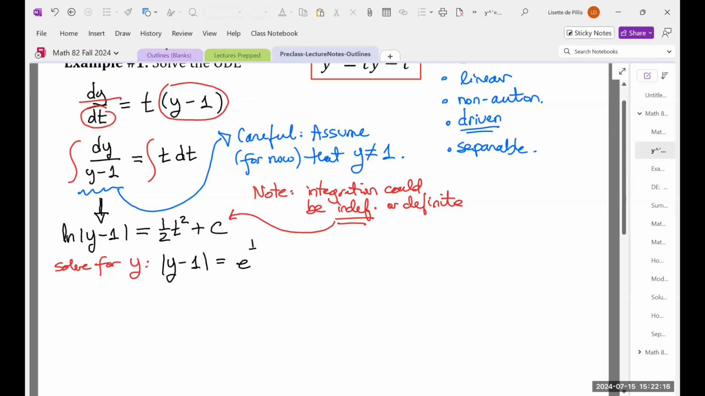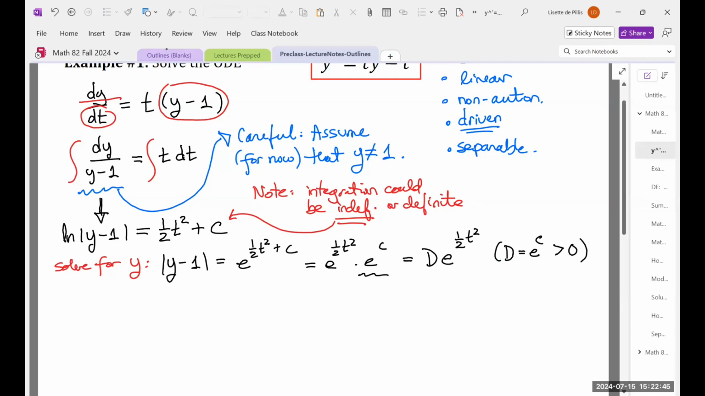Equals e to the 1/2 t squared plus a constant, which of course, I've got e to a sum of things is a product of e to the things. So that's e to the 1/2 t squared times e to a constant. But what's e to a constant? That's a constant. In fact, it's a positive constant. So I'm just going to call that d, e to the 1/2 t squared. And in this case, d is e to the c, and that whole thing has to be positive for now.